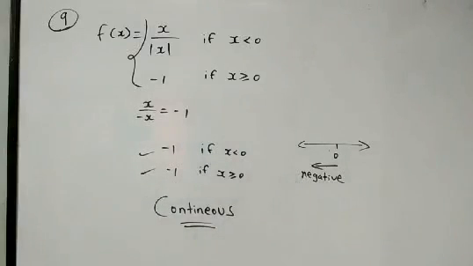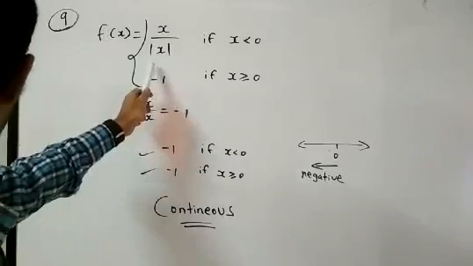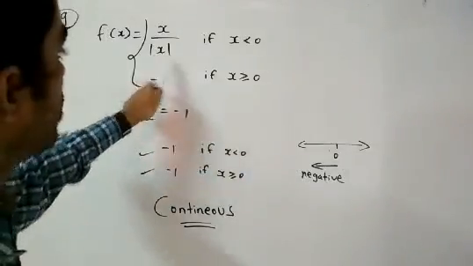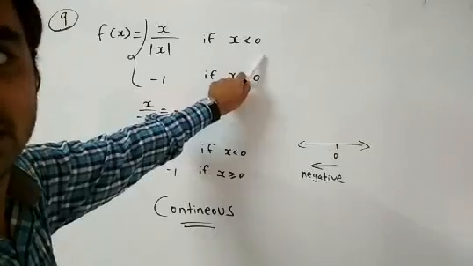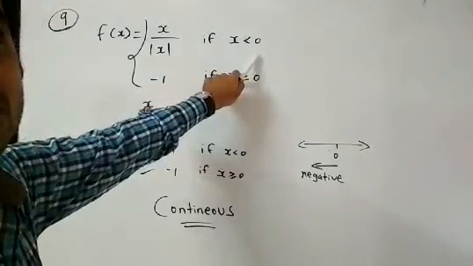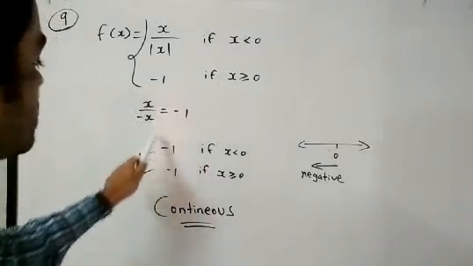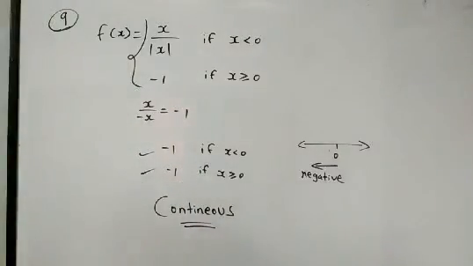See, very easy concept. कुछ भी नहीं है ये सब में. यहाँ पे आपको क्या करना है कि मॉड्यूलस x is there, तो मॉड्यूलस x की वैल्यू प्लस होगी कि माइनस होगी? मॉड्यूलस x की वैल्यू माइनस x होगी. क्यों? x is less than 0. अगर x is less than 0 है तो of course it will be minus x by minus x. Your answer is -1. Both answers are -1, therefore it is continuous, right? I hope so you understood this.